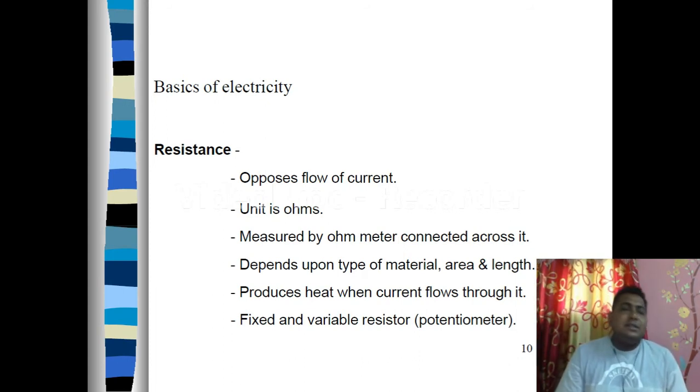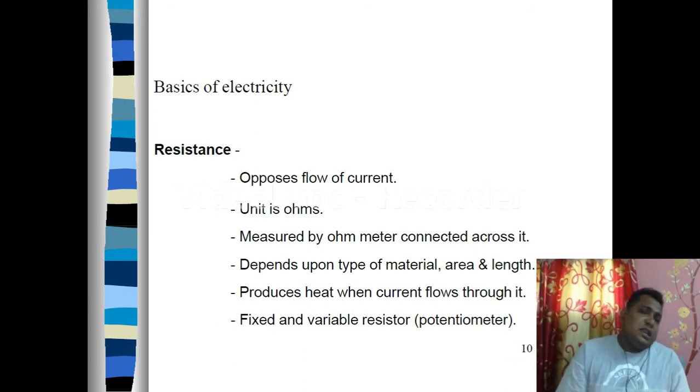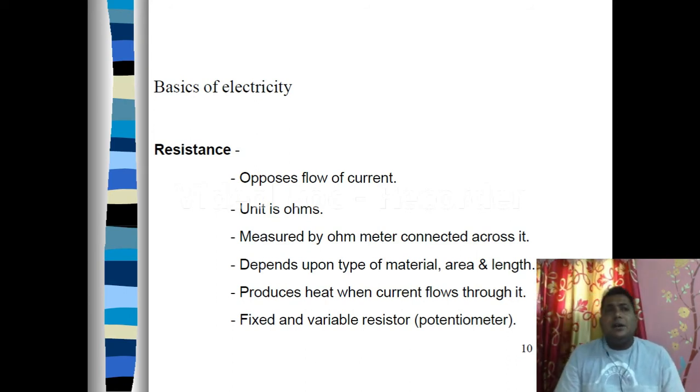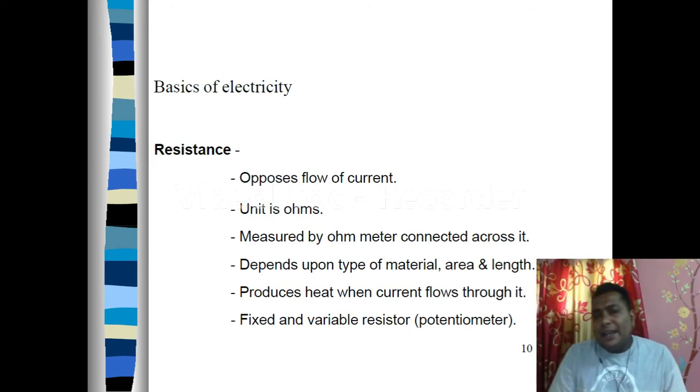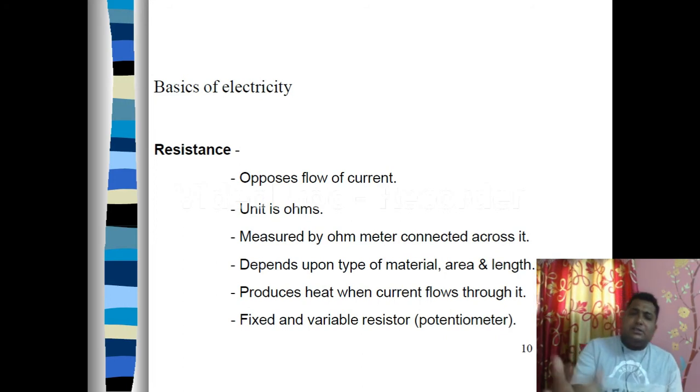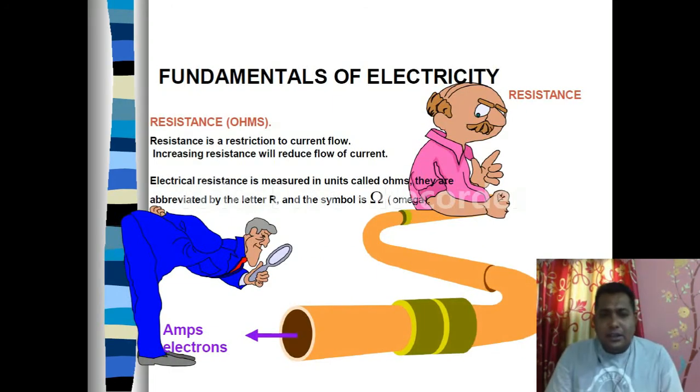Fixed and variable resistance. Yes, there are different types of resistance available. Some have a fixed value, some have a variable value. Those are known as potentiometer, or sometimes rheostat or pot. So different names are there in the case of resistance. Let us come to the next slide.